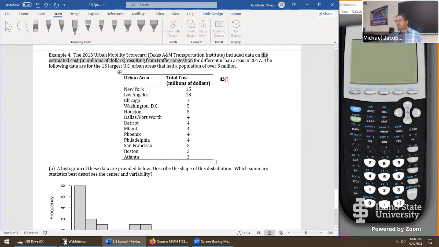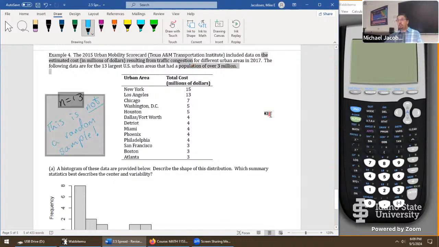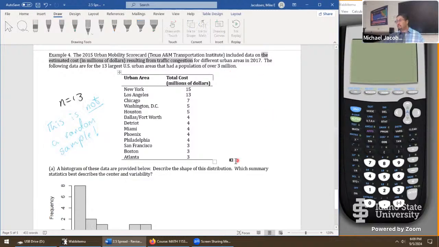So if we take all those 13 cities, notice the 13 right here is a sample size, but these data are a lot different than other data we've seen when it was a real world context. In this one case, let's put here and say, this is not a random sample. And that's important. If it's not a random sample, then any conclusions we make about these data do not apply to urban areas over 3 million. Because we looked at strictly the 15 largest. This is not representative of every urban area with population over 3 million. So the results here do not generalize to anything. It will only be relevant to the 13 areas here and nothing else.